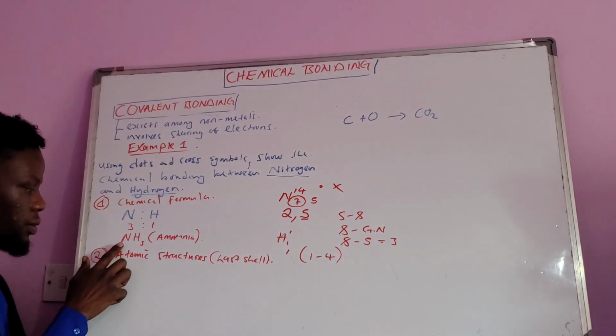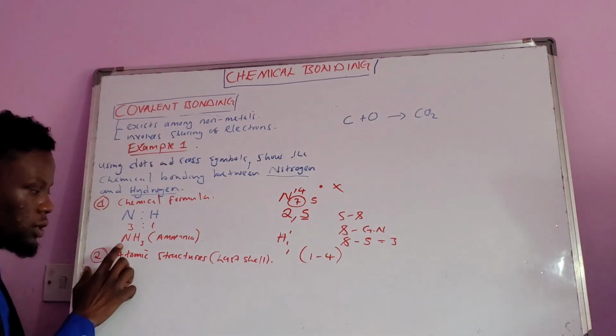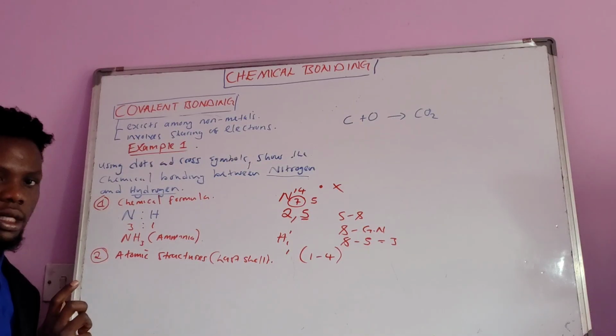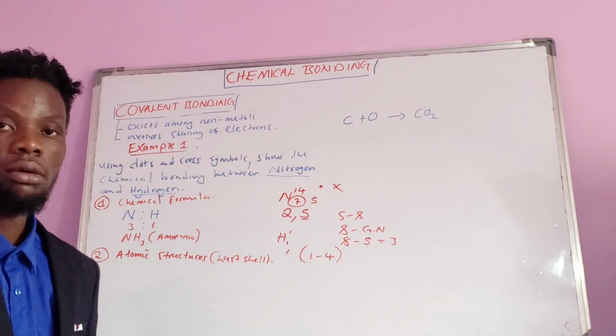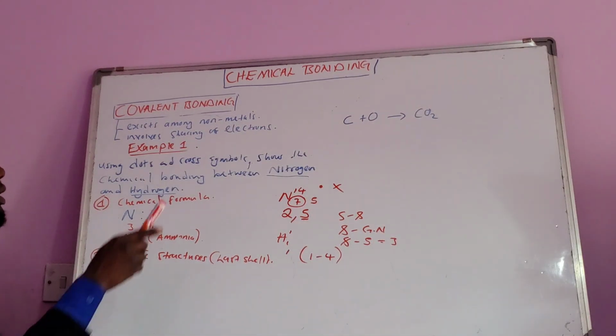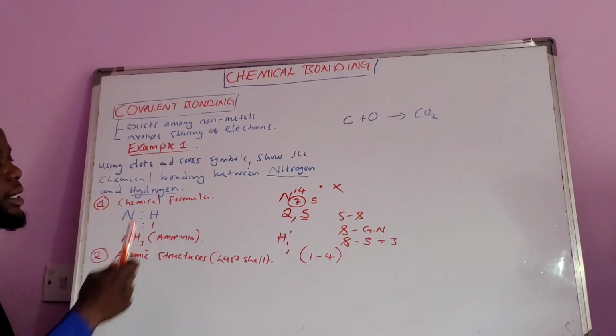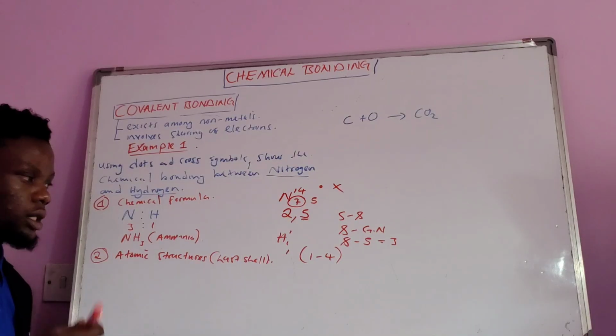Remember that covalent bonding exists among what? Non-metals. Nitrogen is a non-metal, hydrogen is a non-metal. Definitely, it will tell you that what we're talking about is covalent bonding. Okay? So remember that under covalent bonding, we said it involves sharing of electrons. So we're going to make sure that we're sharing electrons.